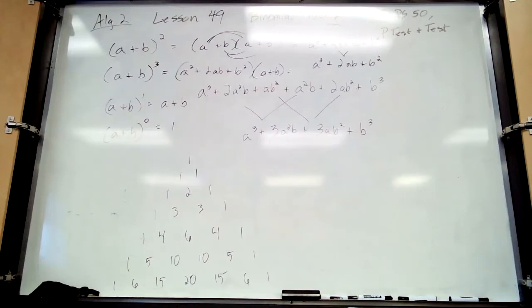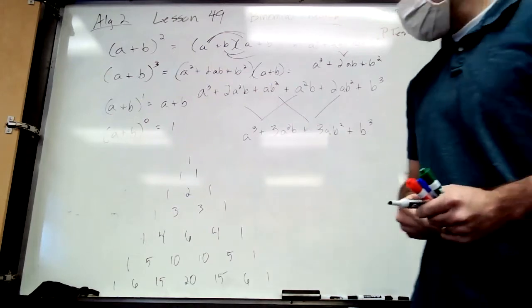1, 7, that's right. 1, 7, 20? Is it 20? Not 20, 21. How'd you get that? I guess because I see a pattern.